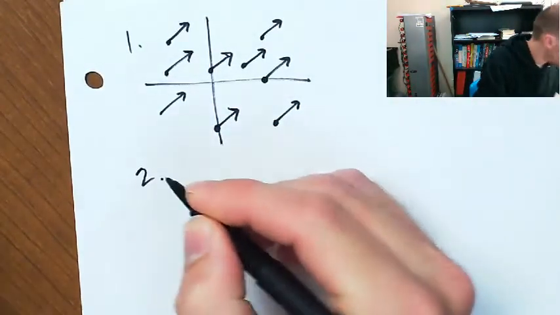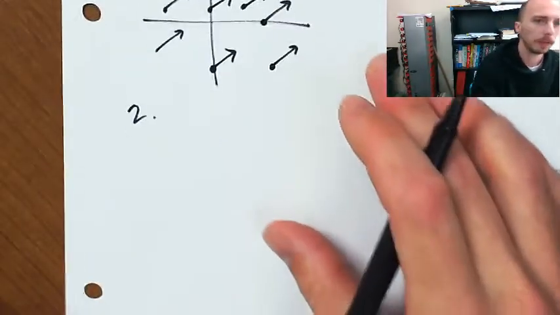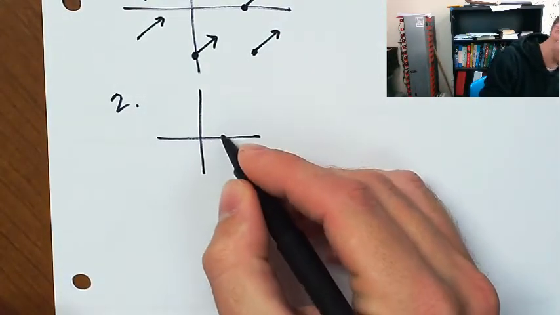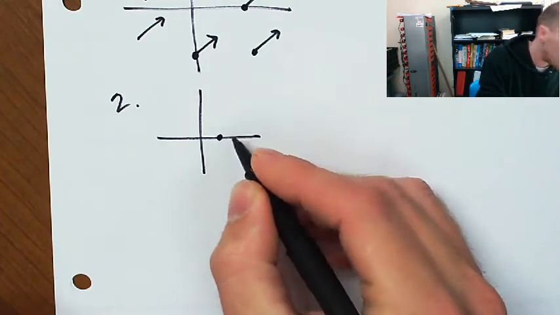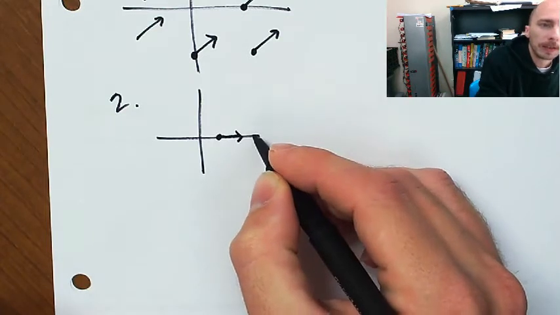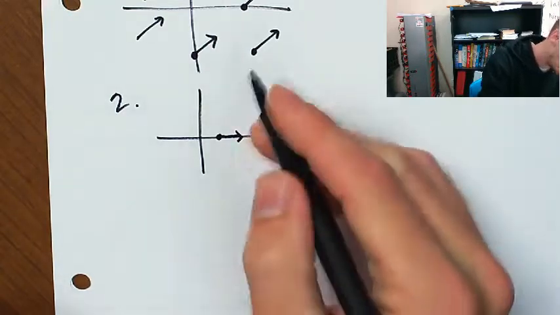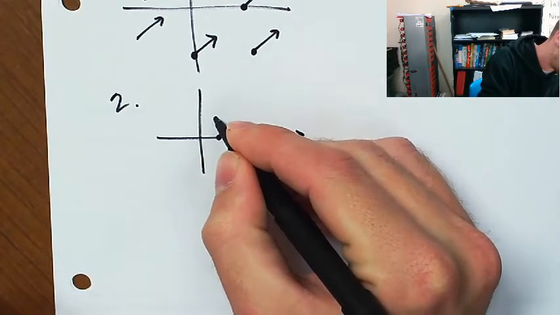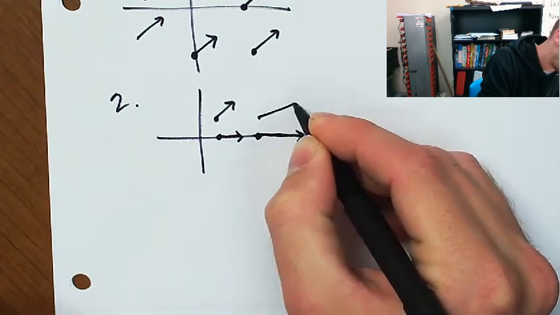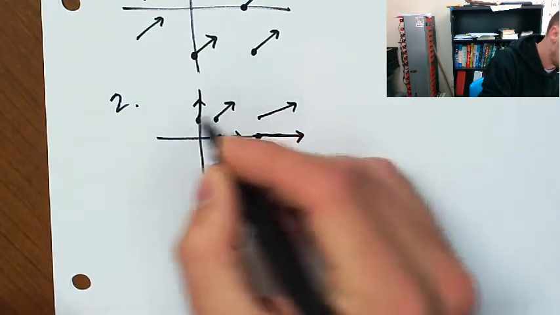Okay, number 2 is f of x and y equals x and y. That might be a little tough to draw. Let's start at the point where x is 1 and y is 0. Then I'll just go another 1 and nowhere in y. At, say, the point 3, 0, it's just going to get longer. And over here where it's 1 and 1, I'll have 1 and 1 again, like that. 2 and 1 would go farther over, but the same amount up. 0 and 1 would go like that.